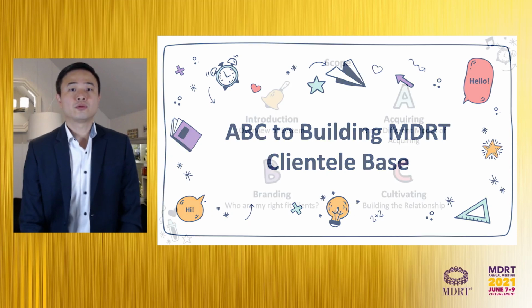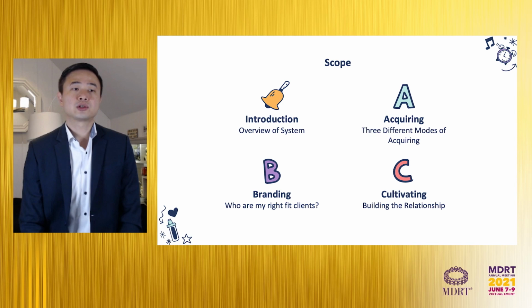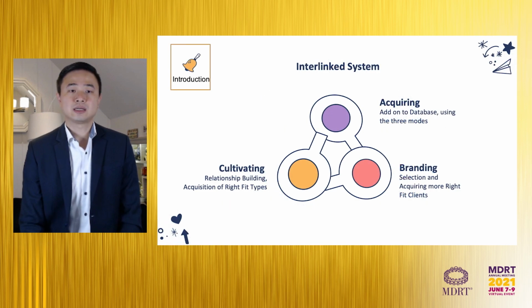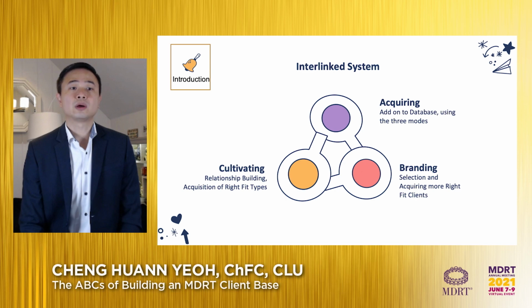We will start with an overview of the system before going through the ABC components, where we will pay more attention to the cultivating part, where hopefully you can pick up a thing or two to implement in your practice immediately. Let's get started. As you can see, this is an interlinked system where each component depends on and thrives on one another.